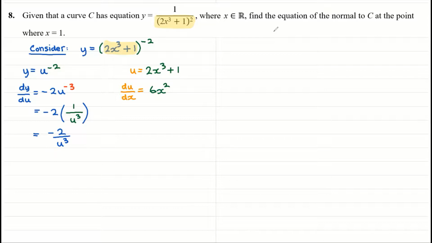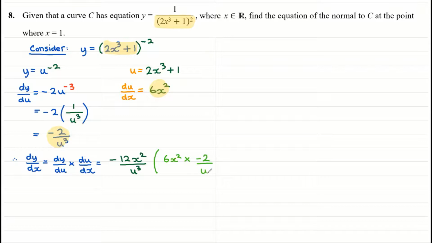Let's put everything together now. So therefore, dy by dx is going to equal dy by du multiplied by du by dx. So we find the product of 6x squared and negative 2 over u cubed. Not too bad, really. So this is going to be negative 12x squared over u cubed. Just multiplying those together. Hope that's not too much in one step. Or maybe I should just put in brackets what I've just done. So that'll be 6x squared multiplied by negative 2 over u cubed.